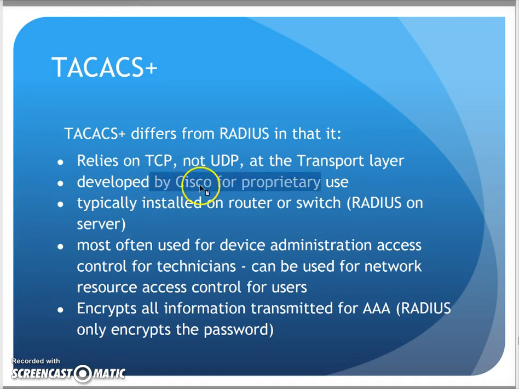It's Cisco proprietary. This is installed on a router or switch instead of a Radius server. And this is often used for admin access control for technicians. It can be used for network resources, but a lot of times it's remote access for technicians.